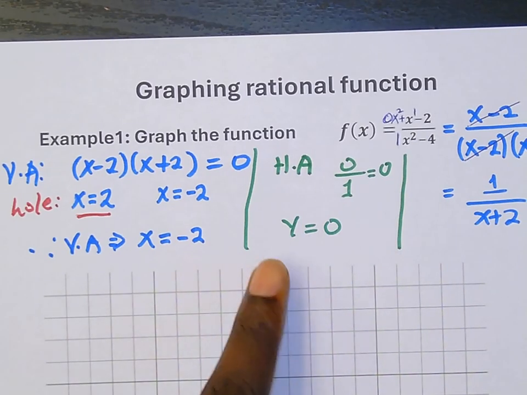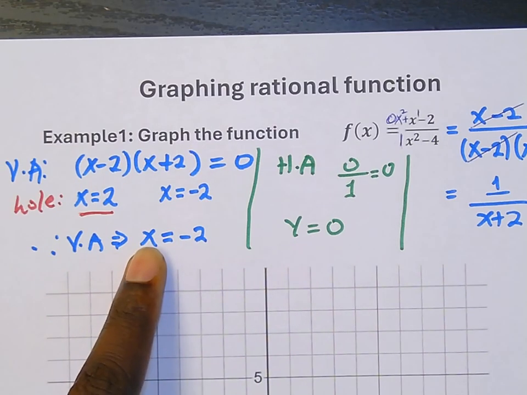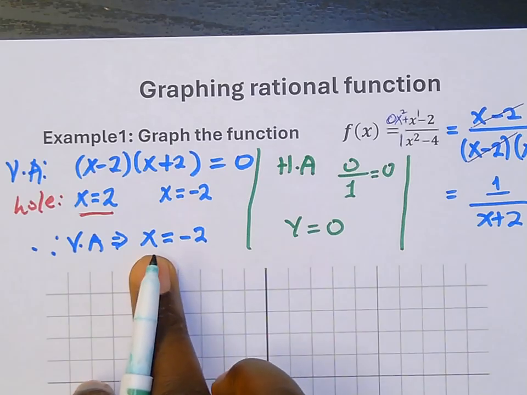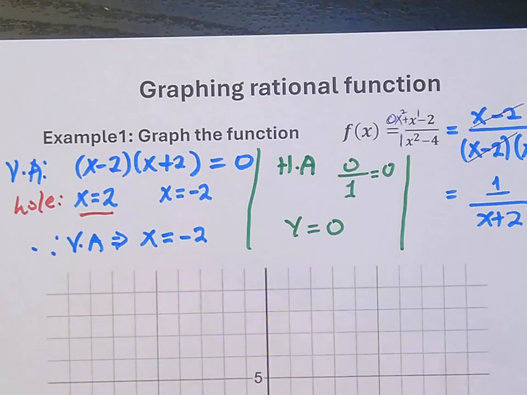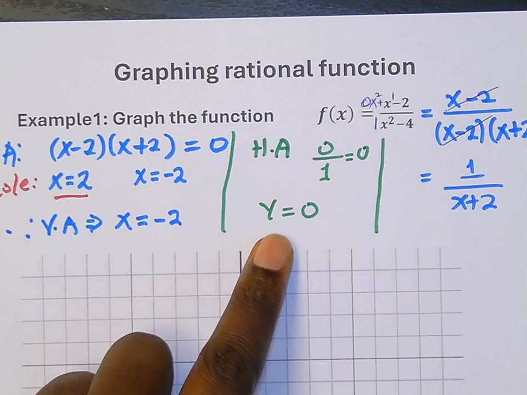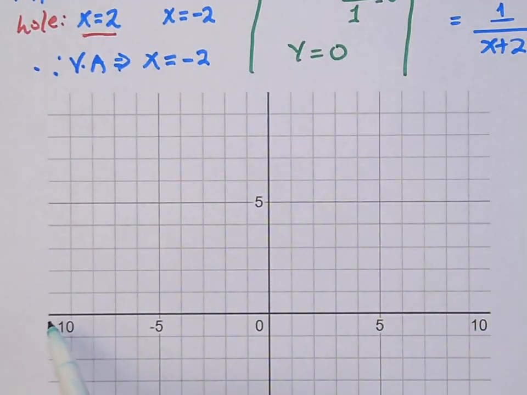And we always use y to represent the horizontal asymptote and x to represent the vertical asymptote. The reason is this: the horizontal asymptote cuts the y-axis, and therefore y equals. The vertical asymptote will cut the x-axis, and therefore x equals. Okay, so now let's go and draw the asymptotes. We are going to use dashed lines to represent asymptotes. We don't use solid lines.